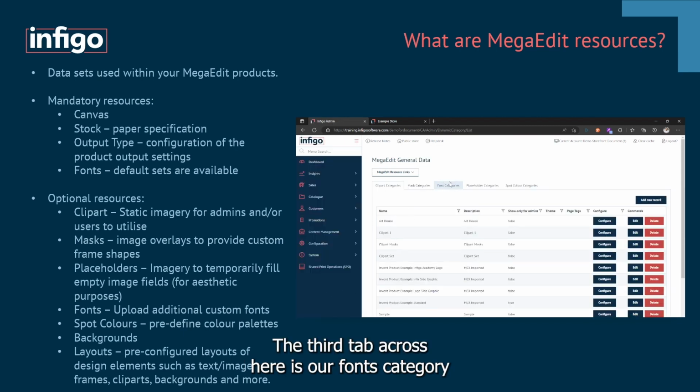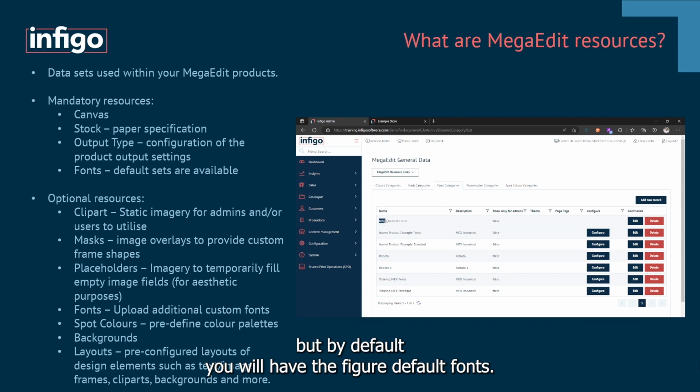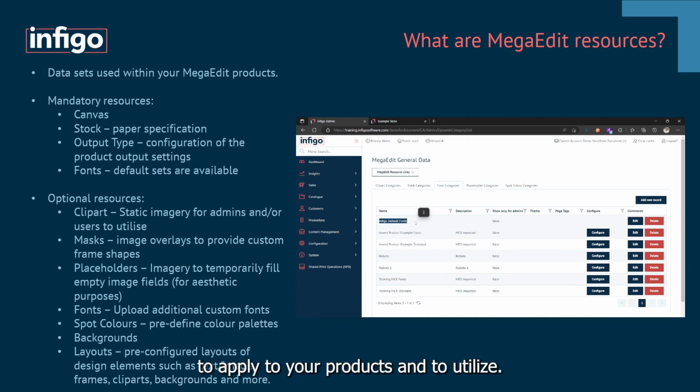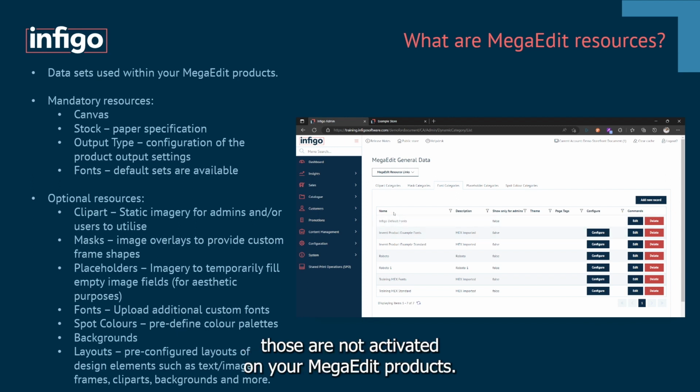The third tab across here is our fonts category. And you'll see that I have a few entries in here, but by default, you will have the Infigo default fonts. Now, these are 12 fonts which are fully licensed and you're able to apply to your products and to utilize. The reason I'm telling you about this is that by default, those are not activated on your MegaEdit products.